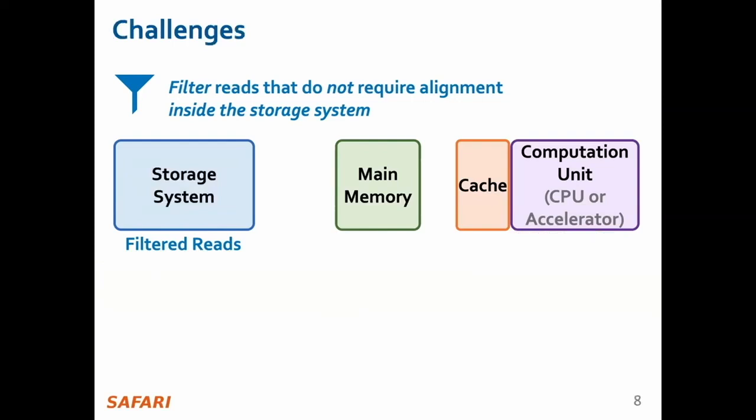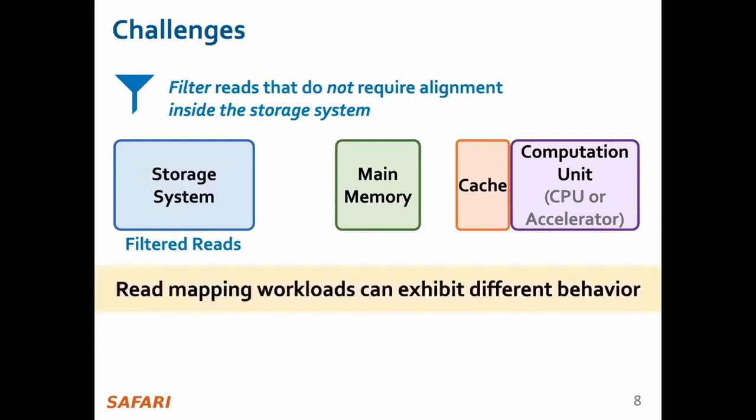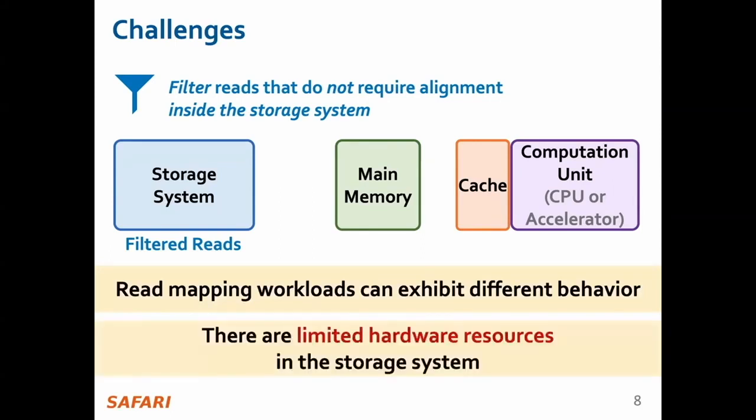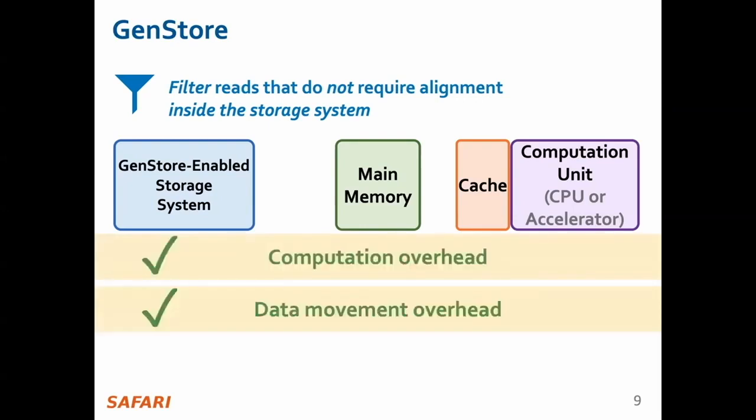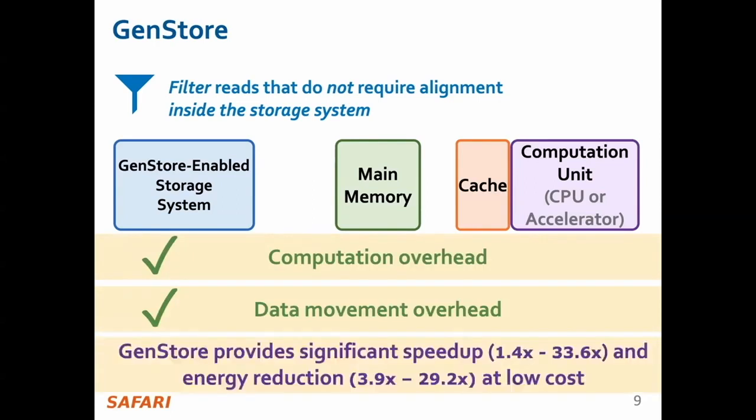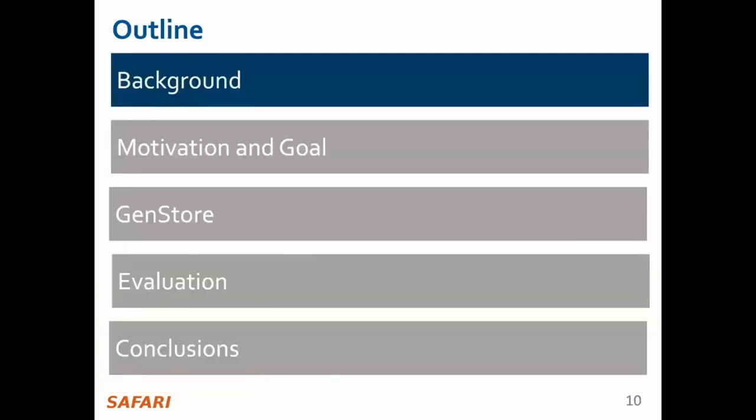However, filtering the reads in a modern SSD can be challenging because read mapping can exhibit different behavior across different read mapping workloads and different input data sets, and there are limited hardware resources available in the SSD. So by addressing these challenges, we propose GenStore, which is the first in-storage processing system for genome sequence analysis, to reduce both the computation overhead of read mapping and the data movement overhead from storage. GenStore provides high performance and energy benefits compared to state-of-the-art hardware and software baselines at low area cost. So this was a summary of my talk.